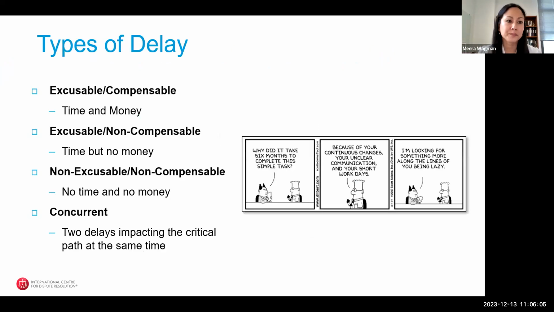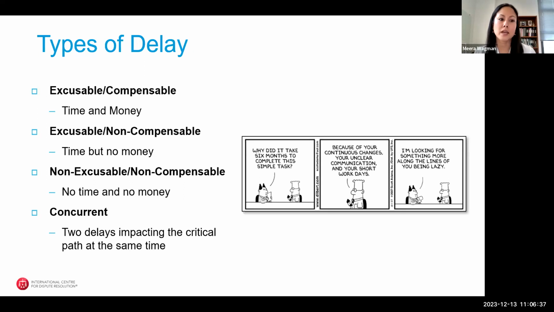Next slide, please. There are two main types of delay, excusable and compensable. Excusable and compensable delay will get you time and money for the contractor. So favored by the contractor, not favored by the owner. These are typically owner-caused delays, could be late site access, design changes, so on and so forth, things that are claimable under the contract, of course, that would entitle the contractor to extra time and additional money.